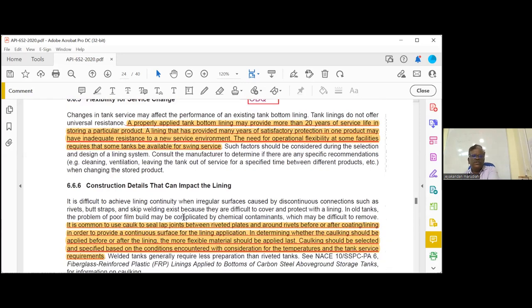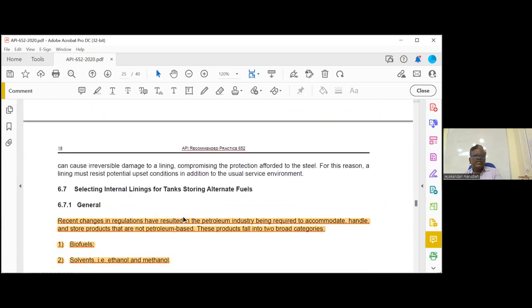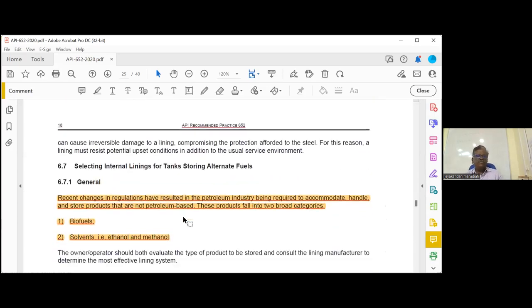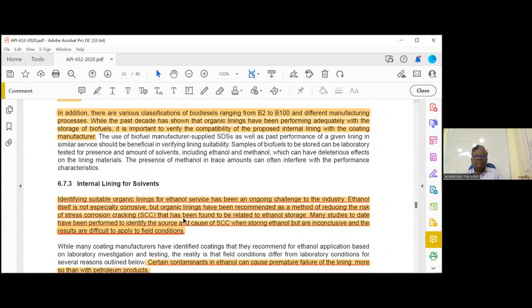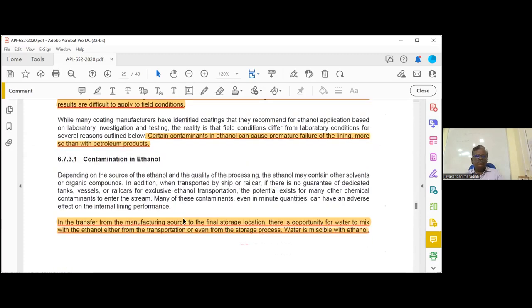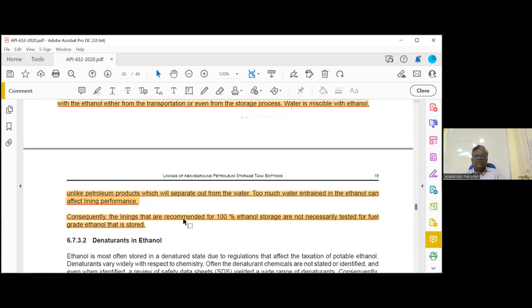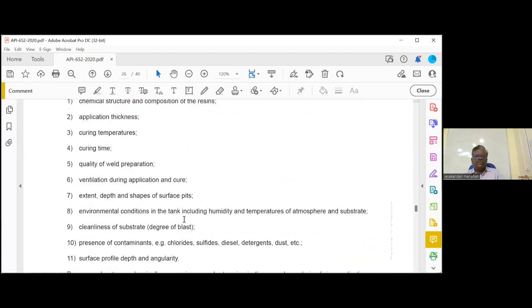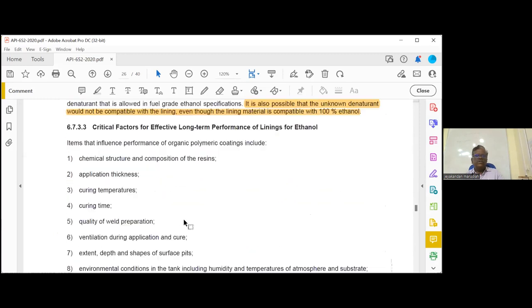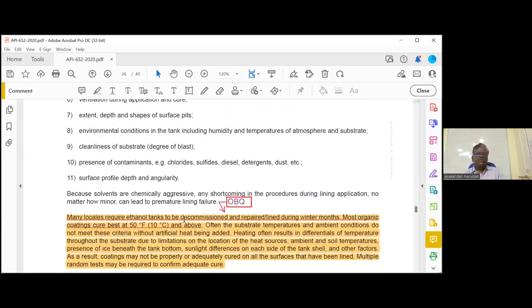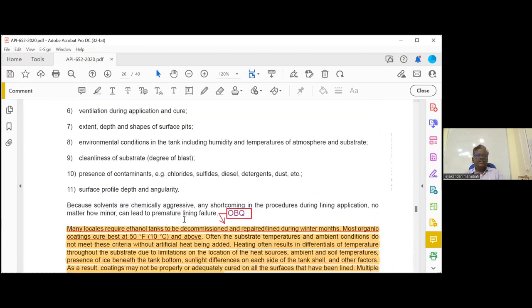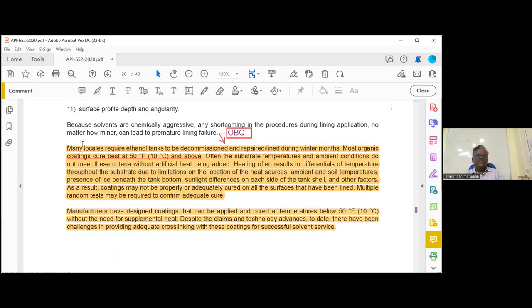Then these are not important. Then please go to the next page. These are not important. Please go to page number 19, the last paragraph, not the previous paragraph.